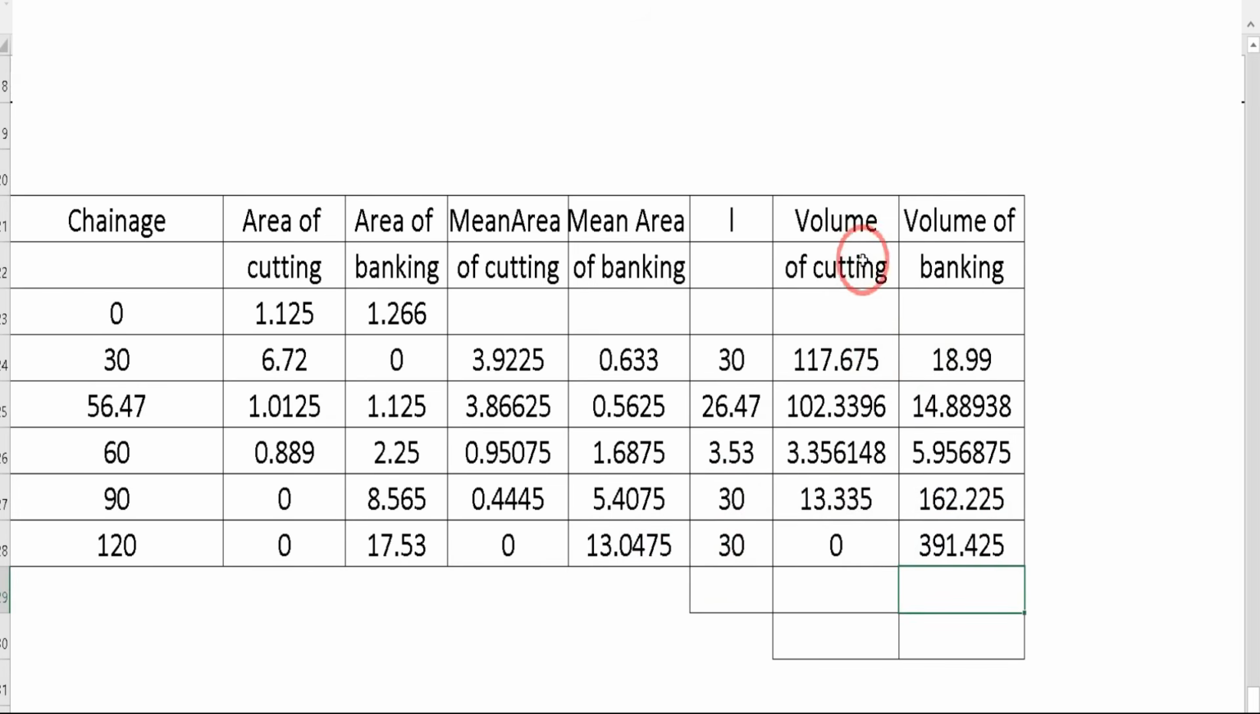So we have easily calculated the quantity for cut and the quantity of banking. Let's calculate the total. We can easily add all these volumes for cut and the volumes of fill. So we get 236.7 cubic meter, and this volume of banking equals 593.4863 cubic meter. So in this way we have completed the estimation for the hill road.